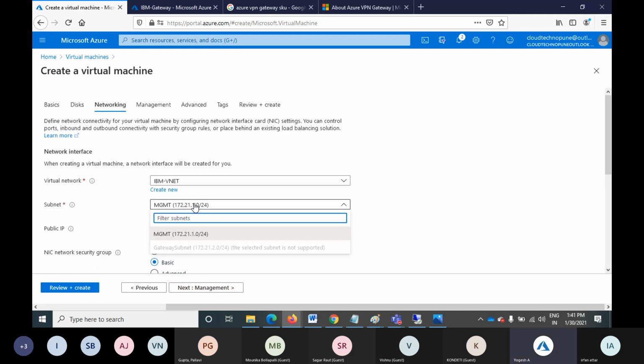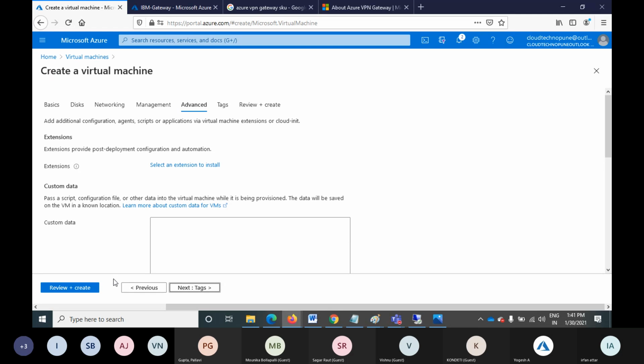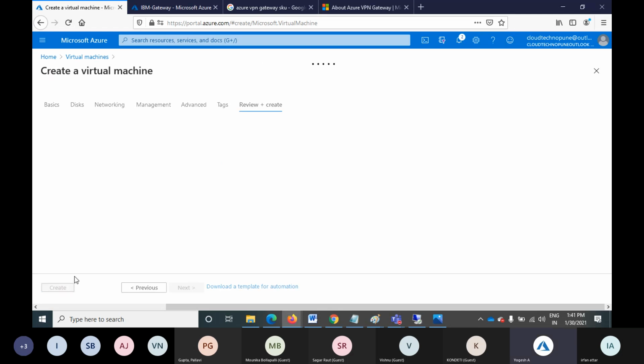IBM and management. Also, one more point I want to highlight: we cannot deploy the virtual machine under the gateway subnet. That's why it is showing grayed out here. The selected subnet is not supported for the virtual machine. Management. Let's review and create.